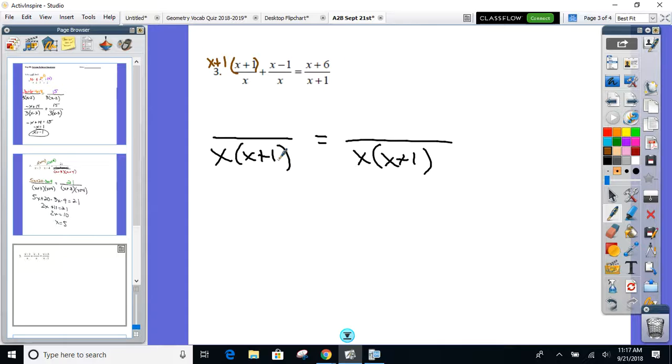Double distribute, FOIL, whatever you called it back in the day, yeah? Ready? X times x, x squared, x times 1, x, 1 times x, x, and 1 times 1. If you want to just do x squared plus 2x plus 1 right now, that's fine too. I'll just keep it all separated.